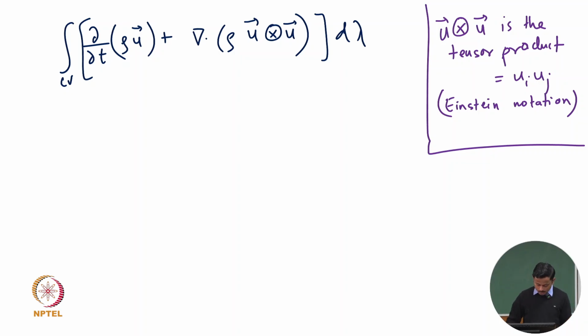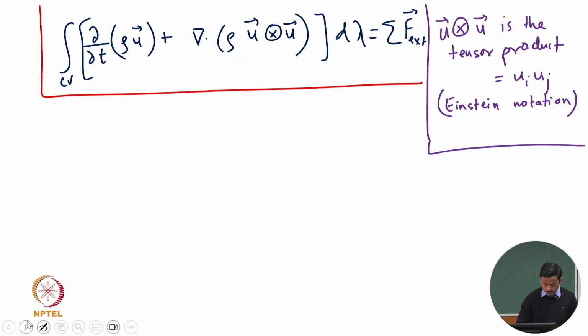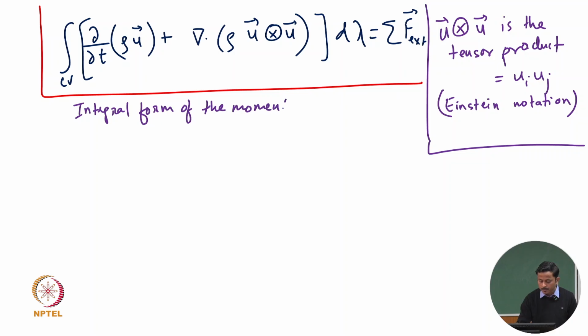So moving ahead now, this is equal to the sum of the external forces. So this is the integral form of the momentum equation. We'll derive other forms also, the differential form also. So this is the integral form of the momentum equation.